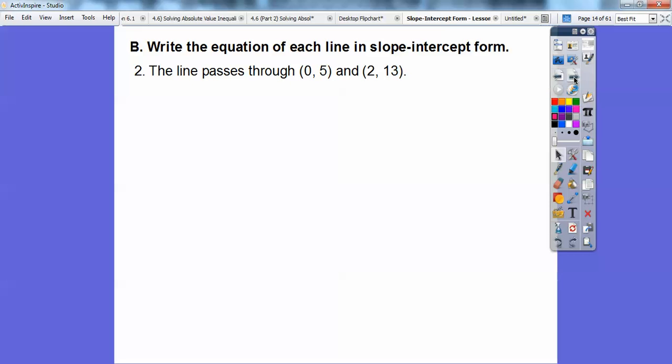This time the line passes through (0, 5) and (2, 13). Well, remember, this is (0, b), so this is the y-intercept right here. We'll use that as a shortcut right here.